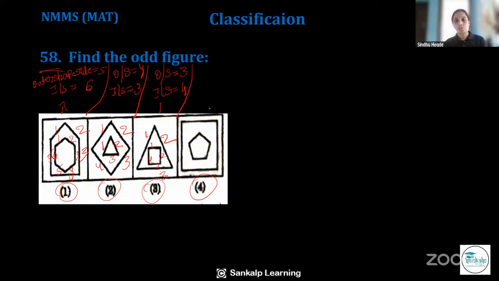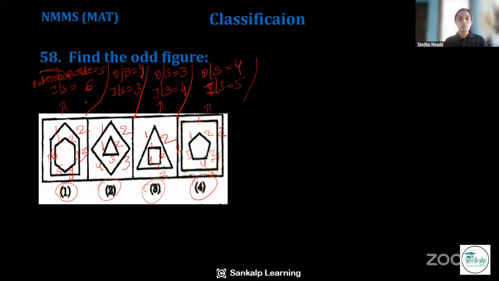Then come to the last figure, figure 4. The inner shape is formed with sides 1, 2, 3 and 4, and the outer shape contains 1, 2, 3, 4, 5. Sorry, the inner shape contains 5 sides.